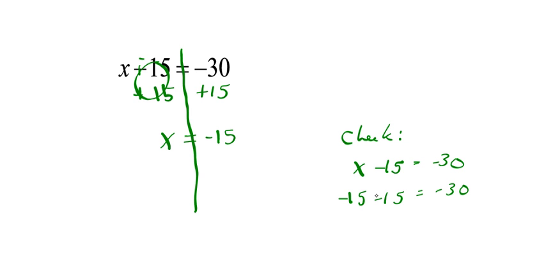A lot of you guys add the opposite here, which is awesome because that helps you out with your integer operations. We can see on this side we have 15 negatives, 15 more negatives. We have 30 negatives on the left-hand side. We have negative 30 on the right-hand side, and we know that our answer is correct.